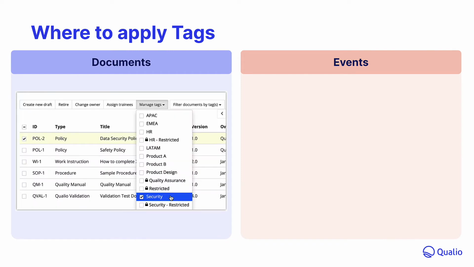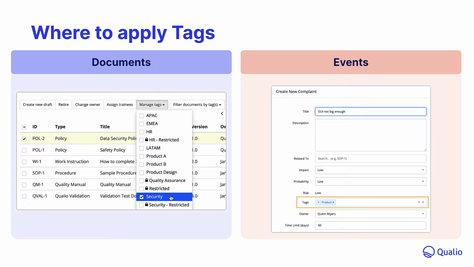And for documents, add tags either during document creation or editing, or quality users can apply tags en masse to documents at any stage from the document workspace shown here. This is especially helpful for applying tags to effective documents because then you don't have to upversion a document, which would then launch a review and approval cycle just to add a tag.